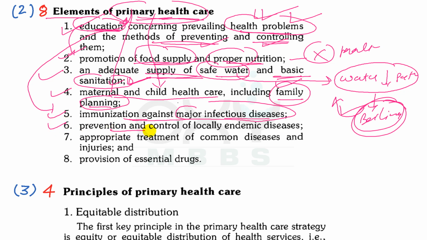Next is prevention and control of locally endemic diseases. Next is appropriate treatment for common diseases and common injuries. And the last one is provision of essential drugs. Now for these common diseases, common injuries, common illnesses, essential drugs are given.